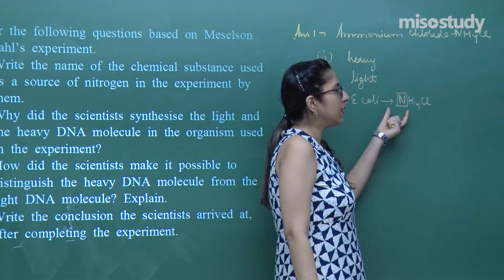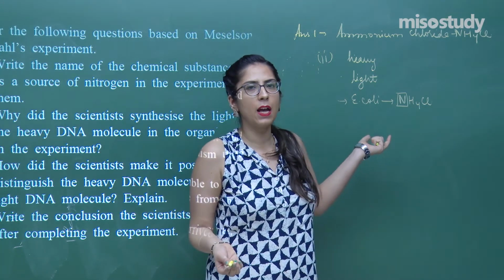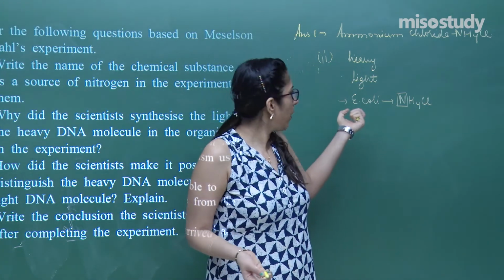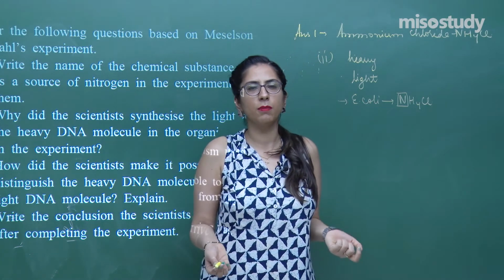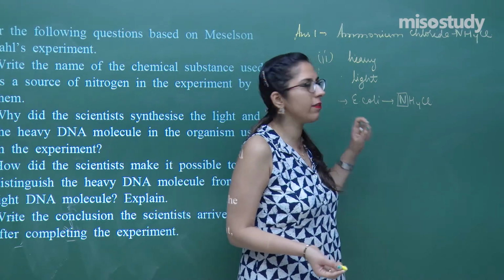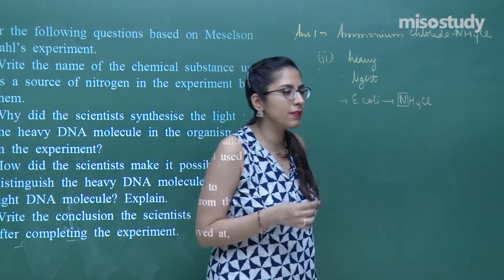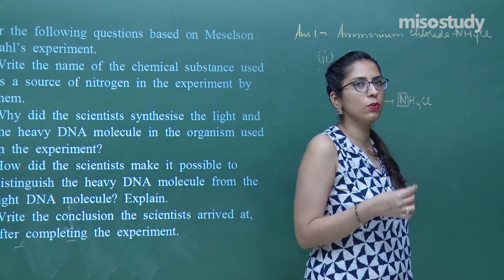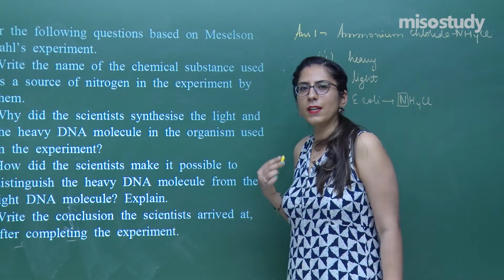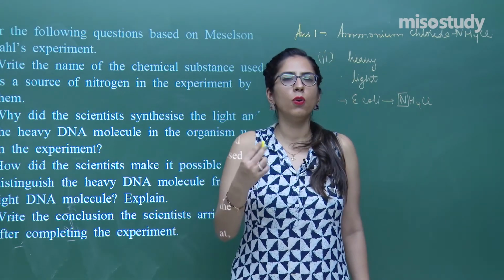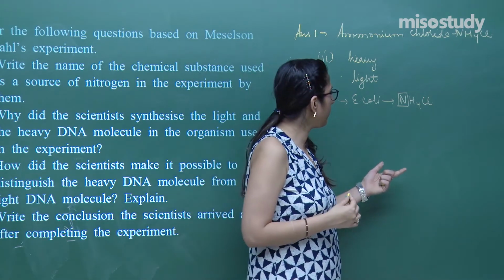Because they have to synthesize DNA, replication will definitely happen because the cell has to divide. When a cell has to divide, it will use this NH4Cl placed in the medium as a source of nitrogen, and it will synthesize the purines and the pyrimidines. From how they are synthesized, we will get to know the replication mechanism, whether it is semi-conservative, or conservative, or a parental type. So, we have to discuss that.